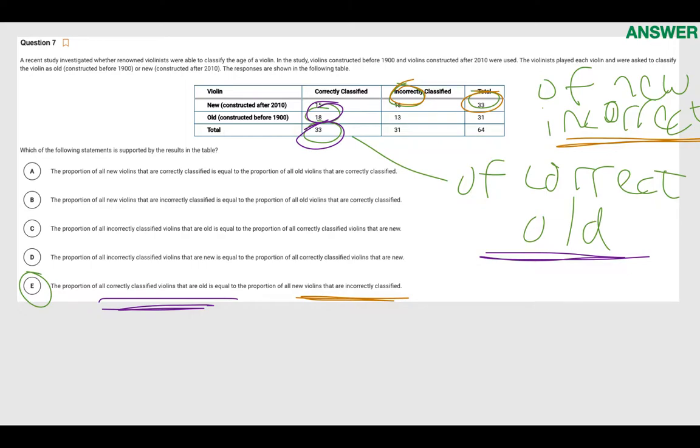So one way of shortcutting to the right answer is to say, well, the proportions will be equal if I look at just the new and which ones were incorrect among the new, and then if I look at just the correct, which of the corrects were old. If you look at those two, 18 over 33, that matches the bottom statement E.